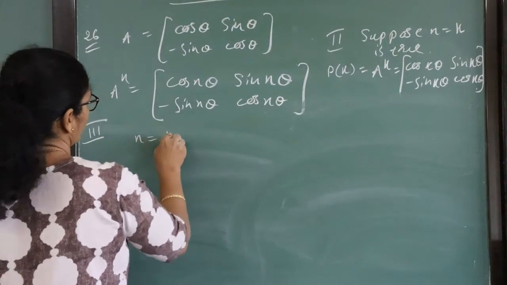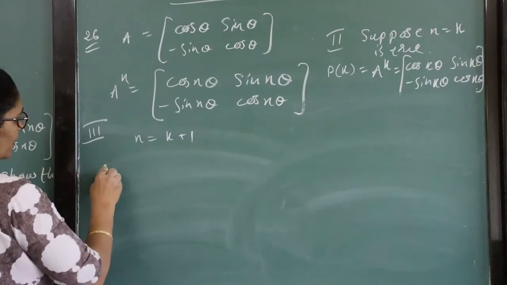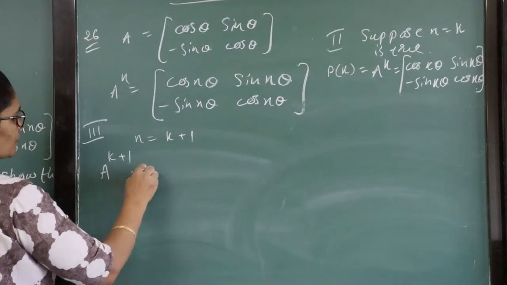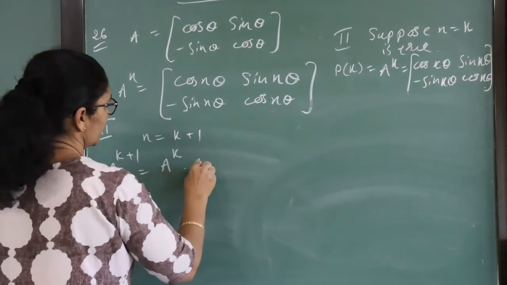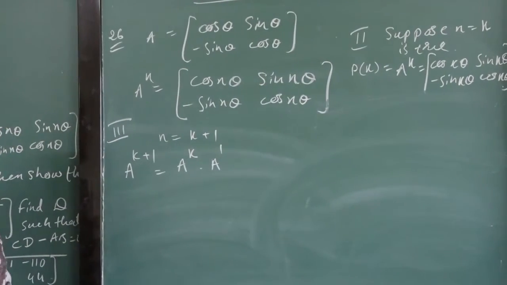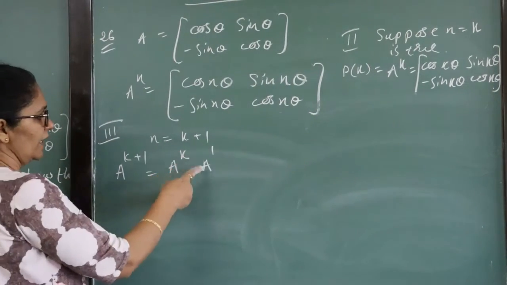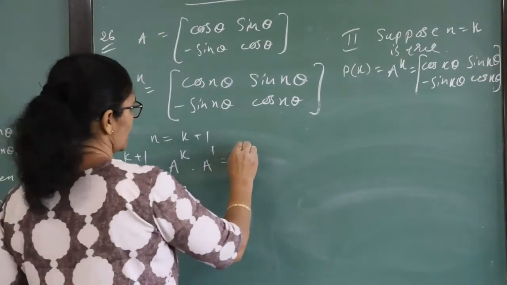Let's take n equal to k plus 1. Here I write k plus 1 in place of n. So how can I split it? K plus 1 will be split as A raised to k, A raised to 1. What is A raised to k?